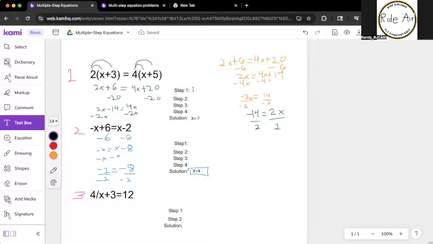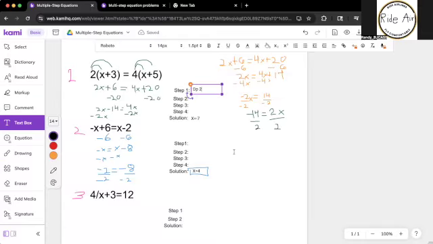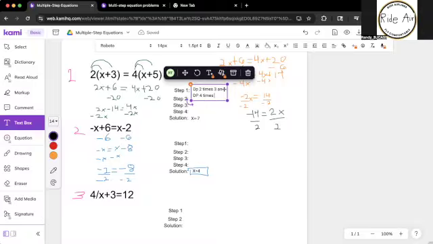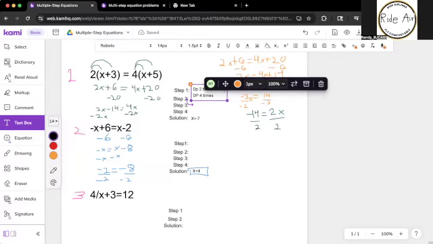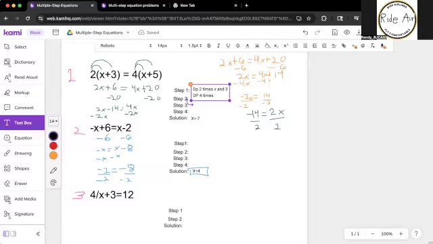So for number 1, we're going to do DP, 2 times 3, and DP, 4 times x, I meant 3. This time we're going to times x and 5.